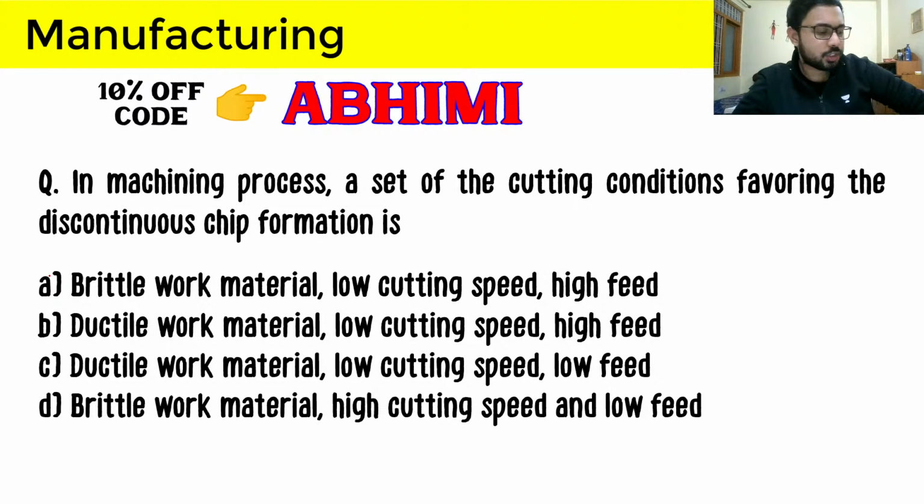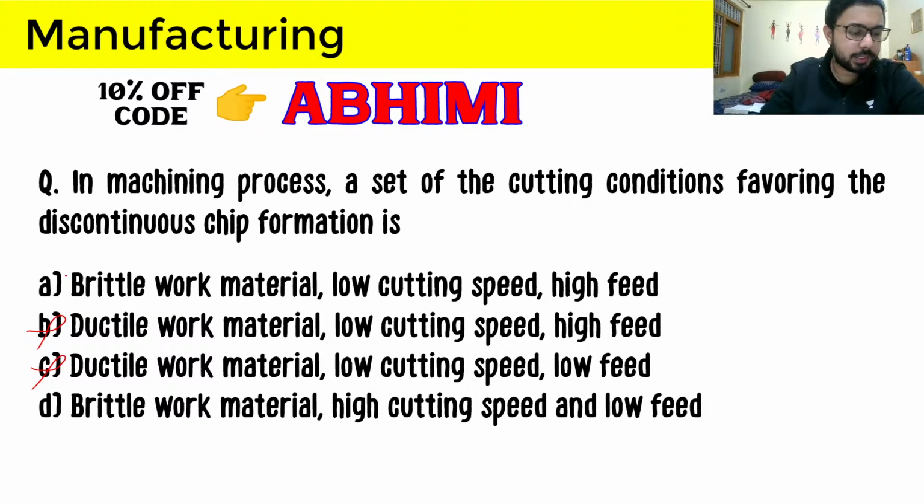For discontinuous chips to be formed, first of all the work material needs to be brittle. So option B and C is not correct. We can just deduce it from the fact that discontinuous chips only form when the work material is brittle, such as grey cast iron.